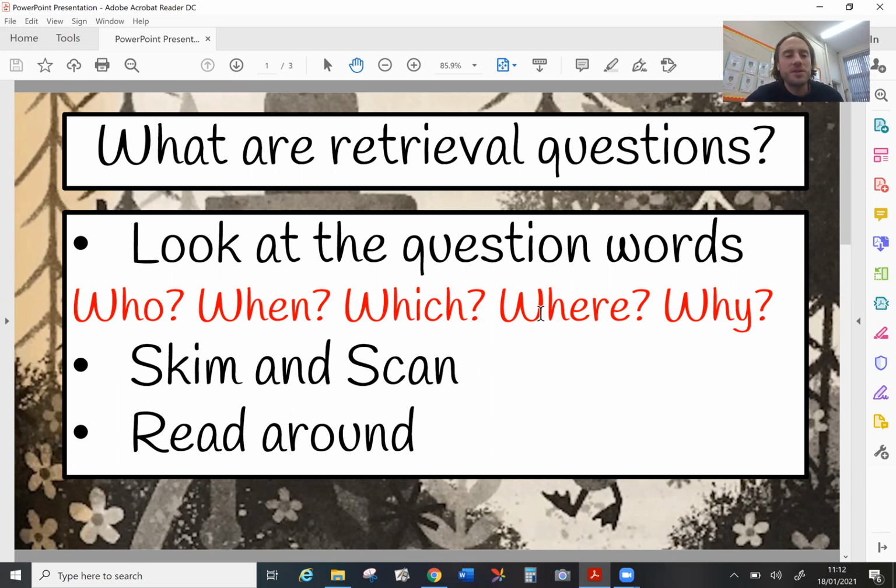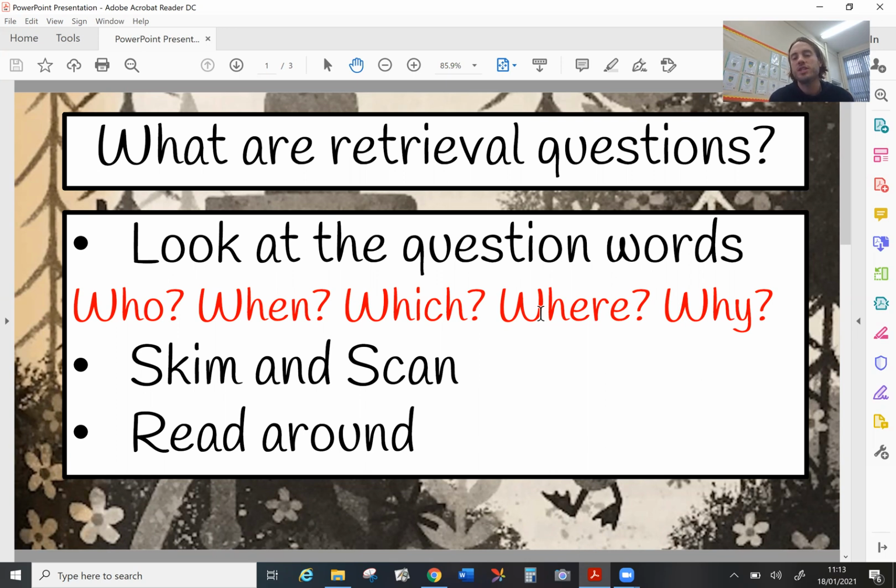Right, pause the video and see if you can have a go at how you would answer each of those red question words. So a who question. The answer to that one must be a person. So if your question says who, you need to look through the text and find a person. When will be time. The which question, now that was when you have to make a choice.